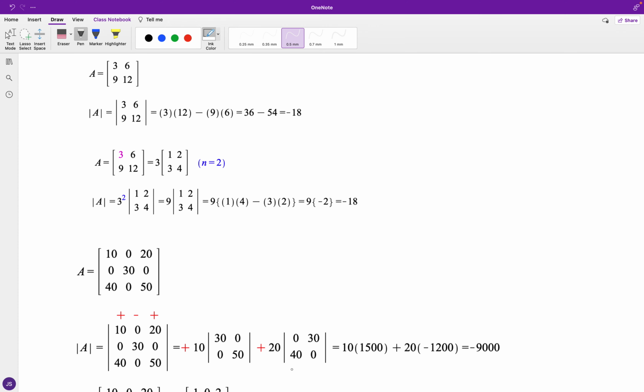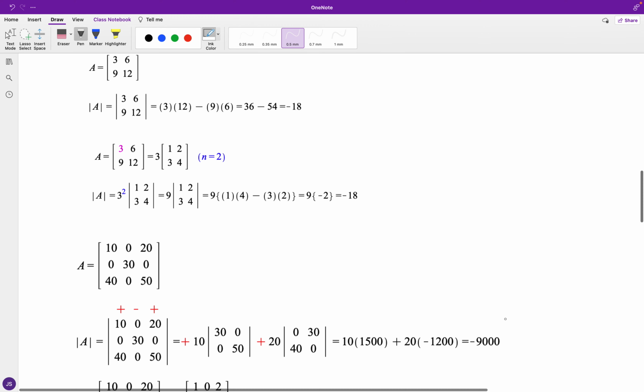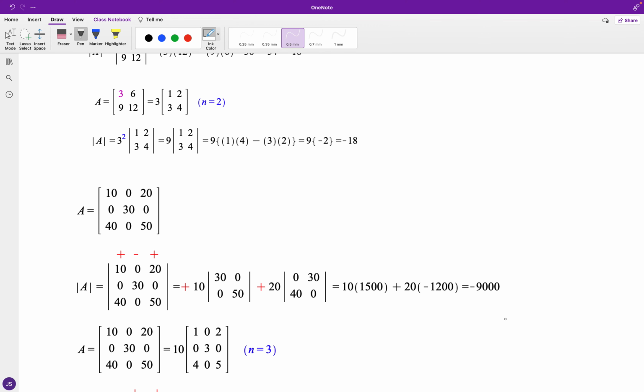For what we have here, we have 10 times 30 times 50, or 10 times 1500, and plus 20 times the quantity 0 minus the product of 40 and 30. So you have 20 times negative 1200. So this is going to amount to 15,000 minus 24,000. So we have a negative 9,000. And now taking what we have and putting it in scalar terms.